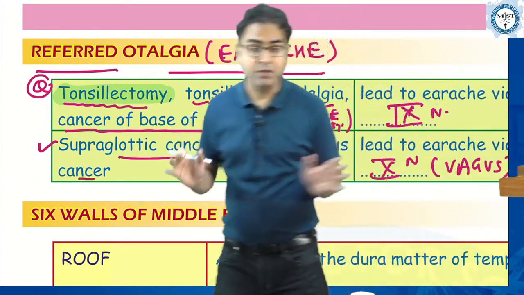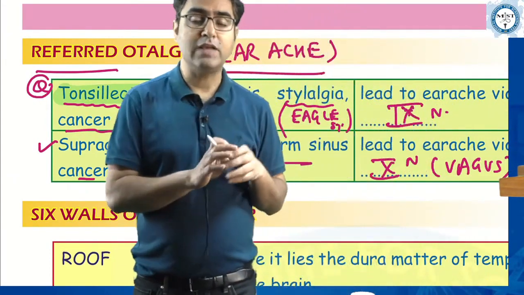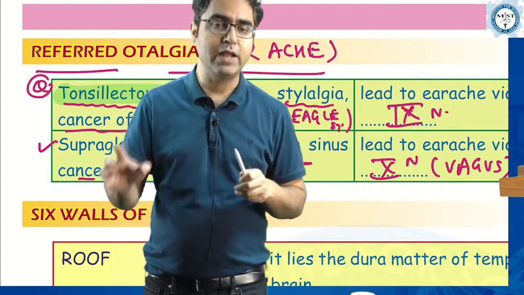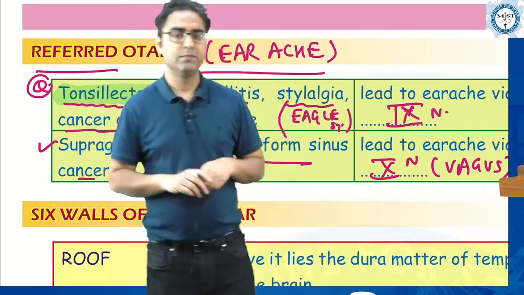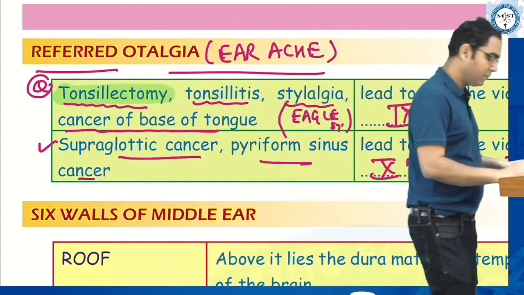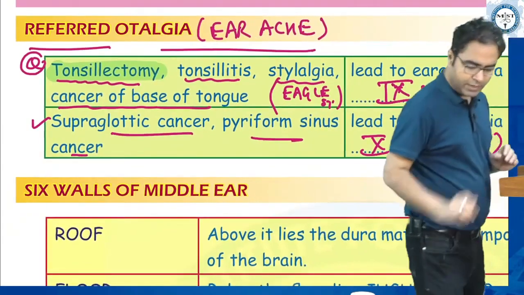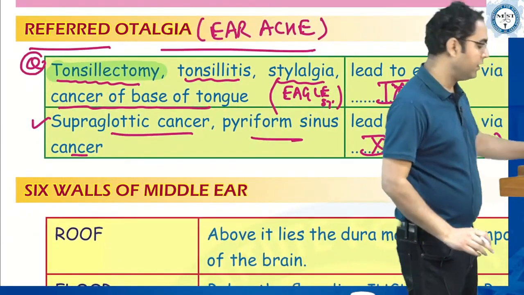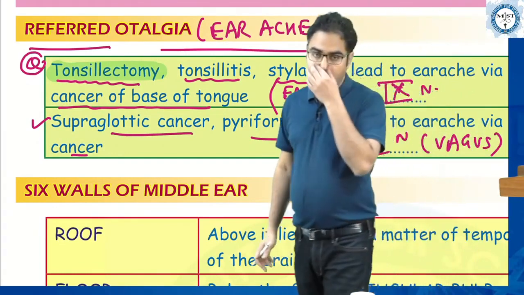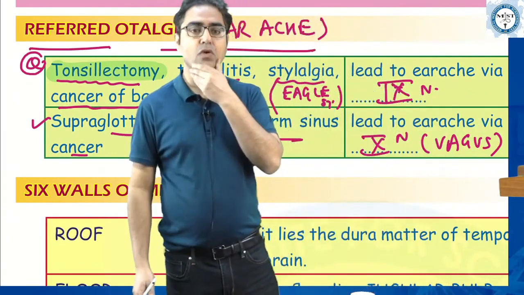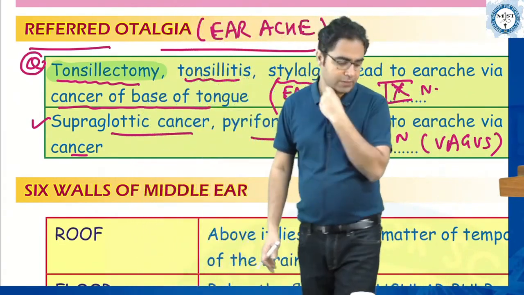बाकी सब extra information के चक्कर में main बात ऐसा ना दिमाग से निकल जाए. Tonsillectomy causes earache through glossopharyngeal nerve, beta. Nobody will forget this one, beta.